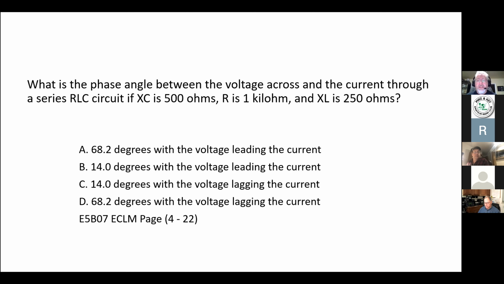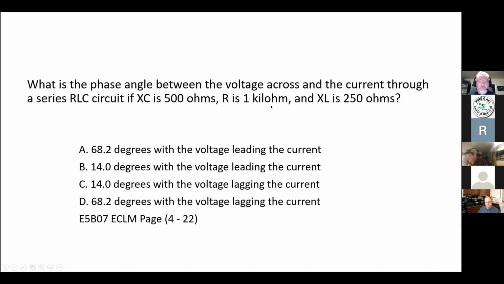Okay, let's stop right here. You've got the XL of 250 ohms minus the XC of 500 ohms, which gives you minus 250 ohms. Is that a negative or a positive? Negative, so it's a capacitive circuit. Therefore the voltage is going to lead. So now you've got A or B. And you've got a kilo ohm versus 250, so that's going to be a 14-degree angle. So it's going to be B.